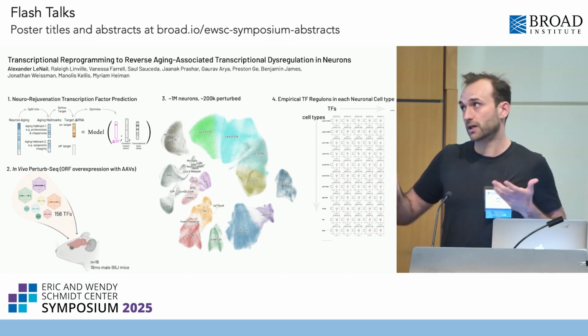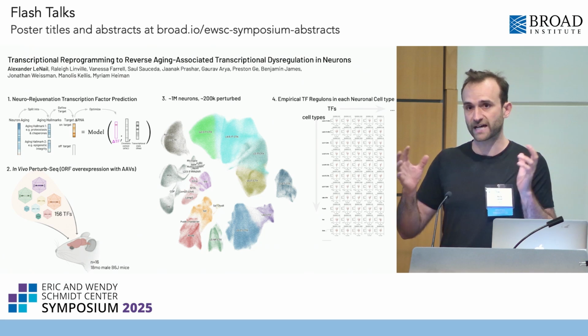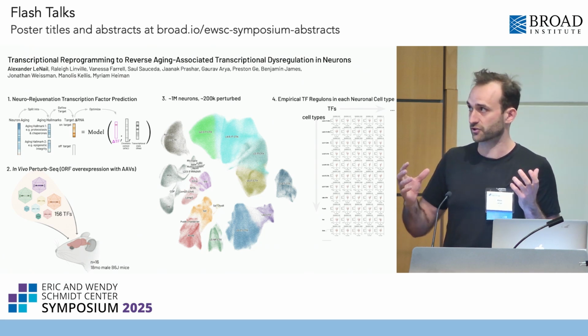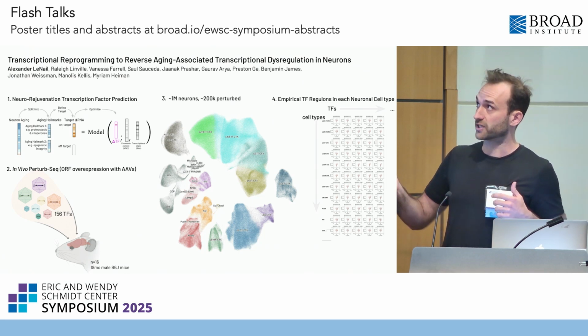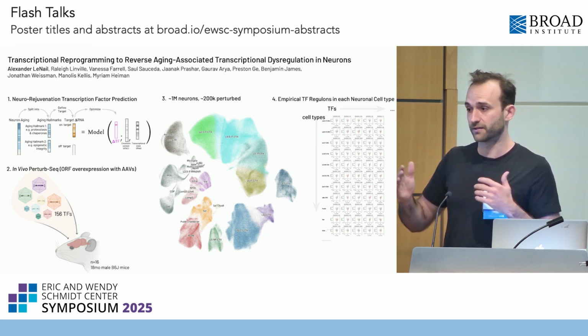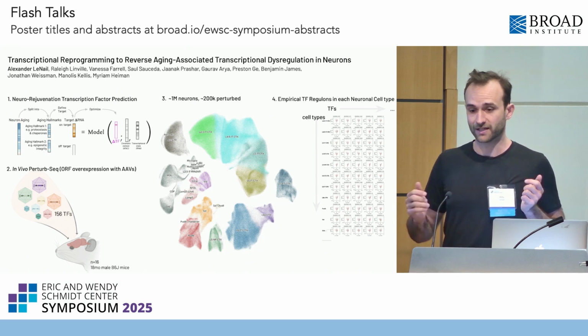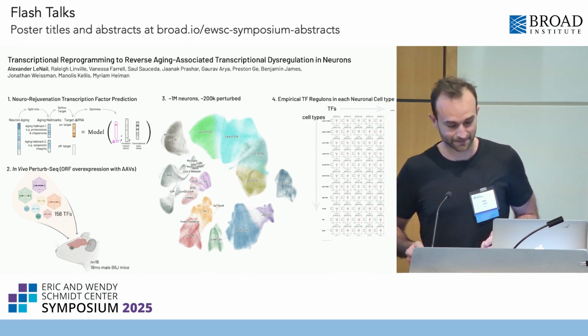We did a large in vivo perturb-seq study to validate those. We packaged the ORFs for 156 transcription factors in AAVs. And we generated this large single-cell data set from which we were able to validate the many algorithms that we use to predict the transcriptional effects of those transcription factors. So if you want to hear more about it, come talk to me at poster 14.